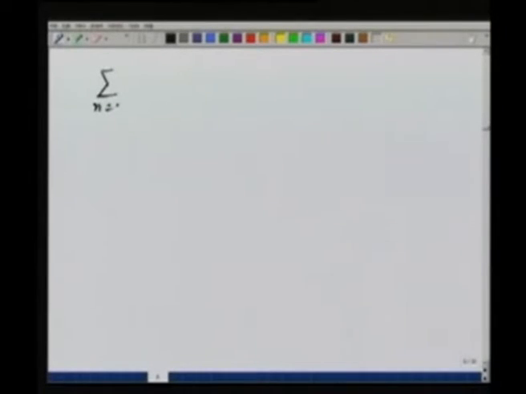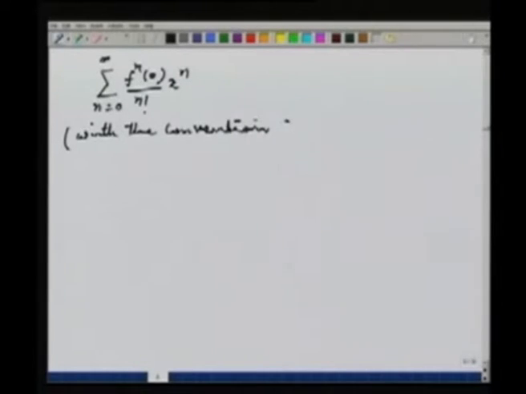I look at this summation n from 0 to infinity f^(n)(0) by factorial n times x to the power n, with the convention, of course, that f^(0) is f. So I get an infinite series, or if you recall, I actually get a power series. This is called the Taylor series of f.